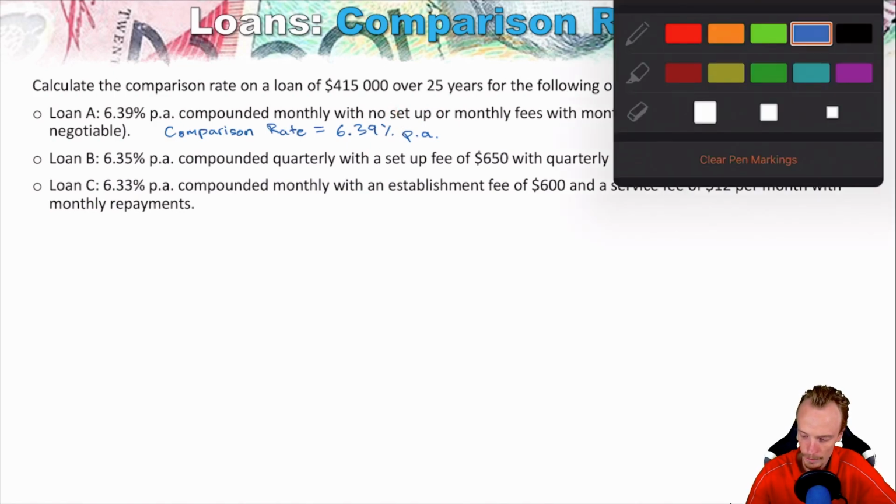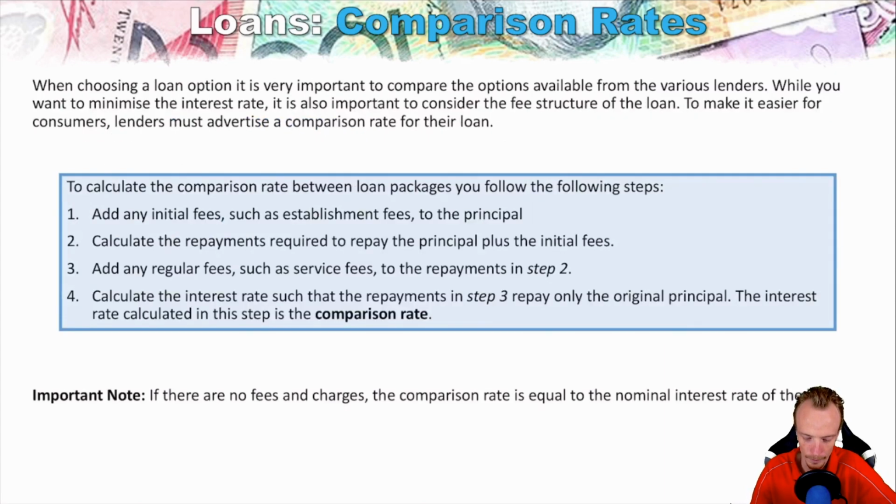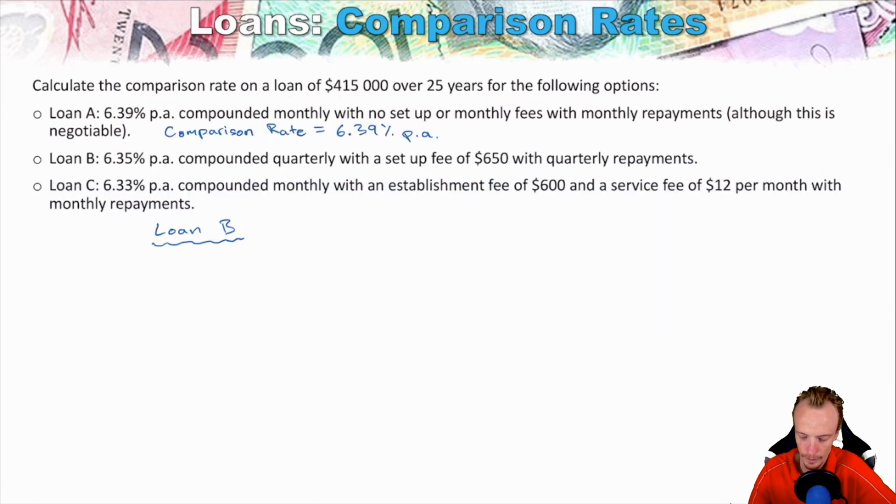So let's take loan B to begin with and calculate the comparison rate of loan B. I'm probably going to be squished for space here eventually because it's a bit of a process. So let's go back to this so we can look at the first step. Step 1 says add any initial fees, such as the establishment fees, to the principal. Loan B has a setup fee of $650. So we're actually going to be starting with N, I/Y, PV, PMT, P/Y and C/Y, and working through this.